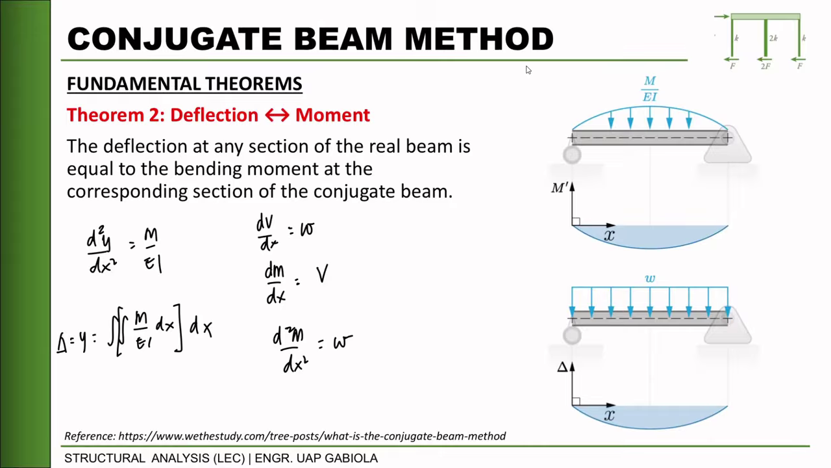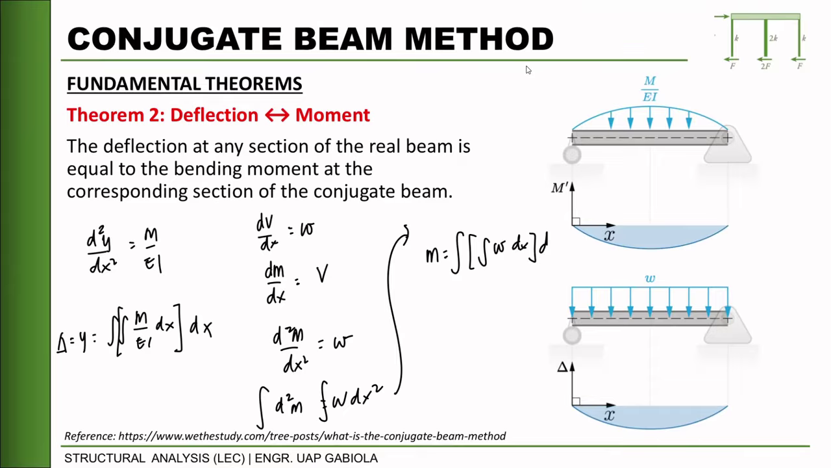So here we can perform the integration again: w dx squared. When we perform it, we get that the moment equals the integral of the loading dx dx. As you can see, it is the same manner as our deflection. So when you equate them, the moment is equal to the deflection. Or in simpler terms, whatever the moment value in the conjugate beam is, that is the value of the deflection.